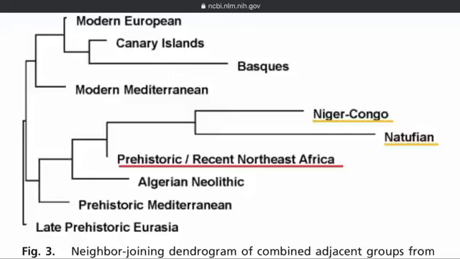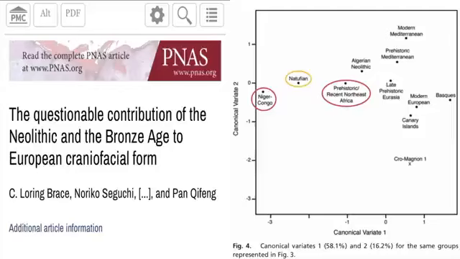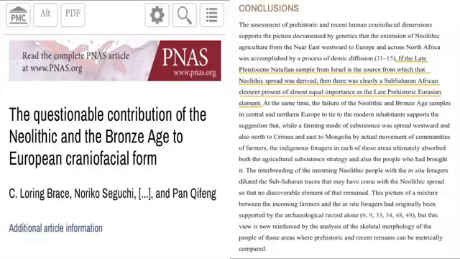So as we can see on this chart, Niger-Congo and Natufian are very close to one another. And on this chart, Natufian is in between Niger-Congo and prehistoric/recent Northeast African. So in conclusion, if the late Pleistocene Natufian sample from Israel is the source from which that Neolithic spread was derived, then there was clearly a sub-Saharan African element present of almost equal importance as the late prehistoric Eurasian elements. So Natufians phenotypically look very sub-Saharan African.